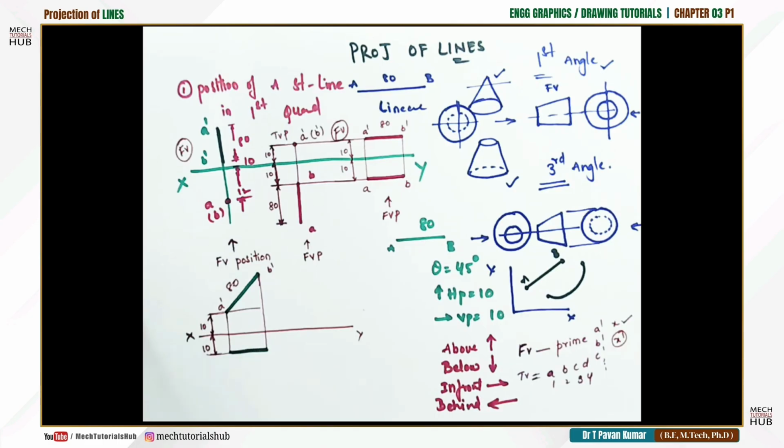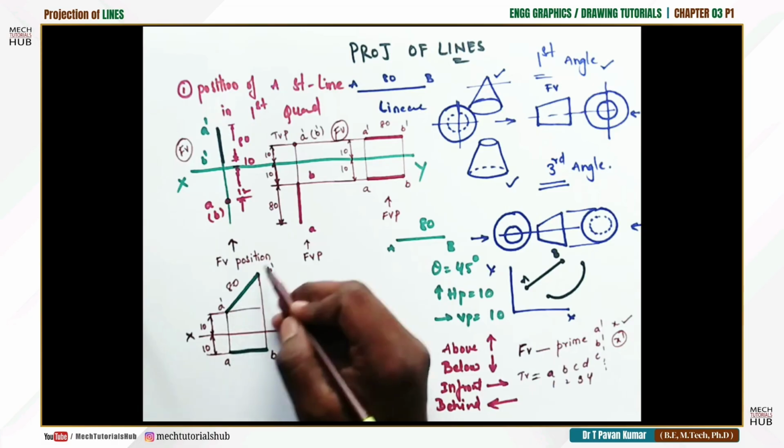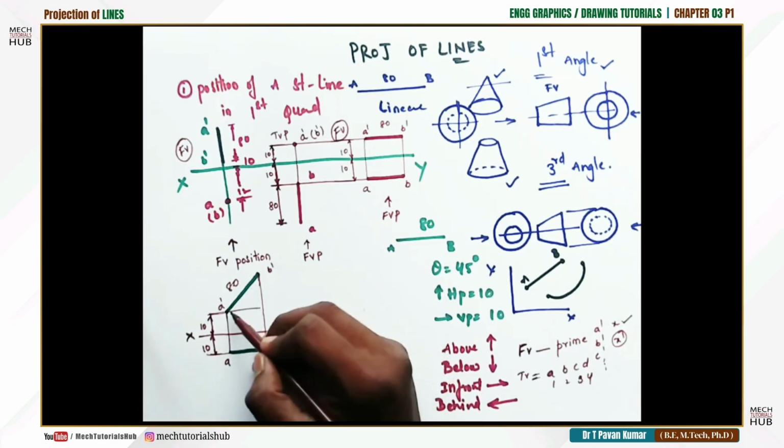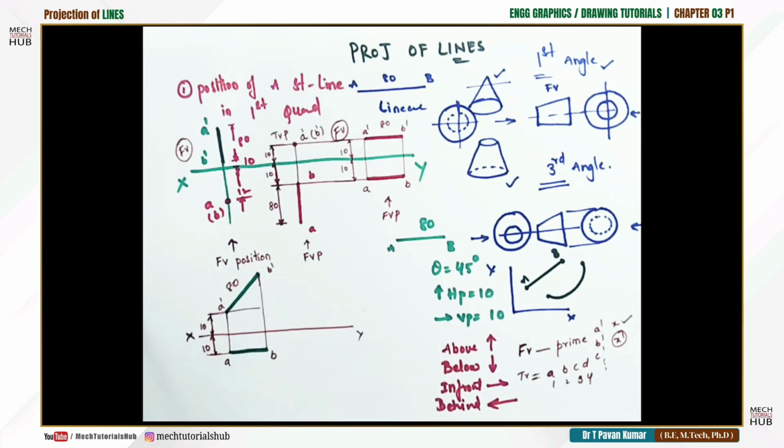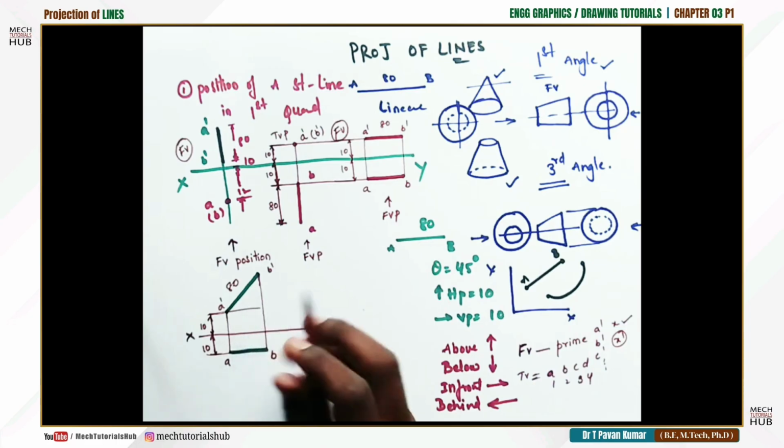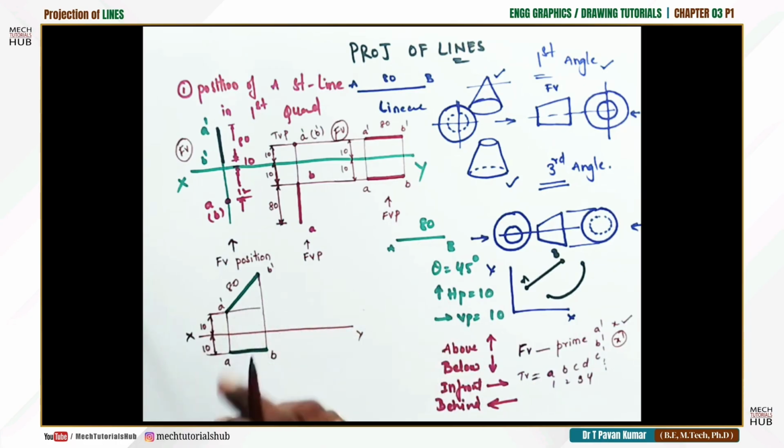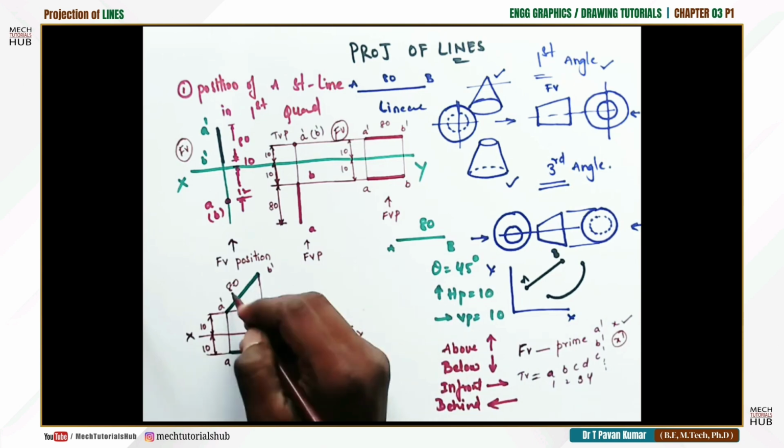Fine. Now you can mark this as the top view, and name it A, B. The ultimate projections need to be darkened: front view projection, top view projection. Other lines you can draw with a 2H pencil, but these two need to be drawn with an HB pencil. You need to darken them. Now this is the true length, 80 mm.